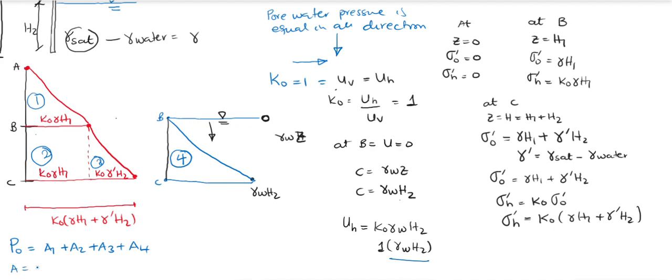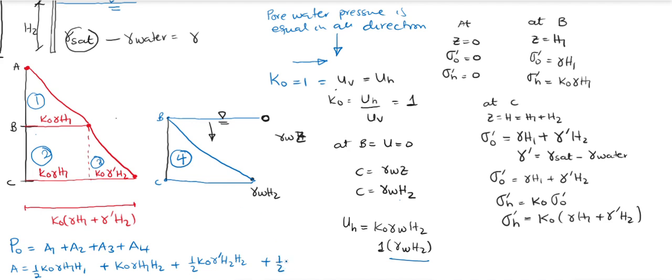And I'll get the resultant force. Now, what is area 1? It's a triangle. So half base times height. That is, base is K naught gamma H1 times the height, which is H1. Area 2 is a rectangle. So length times breadth. Length is K naught gamma H1. Breadth is H2. Area 3 is a triangle. So half base K naught gamma prime H2 times H2.